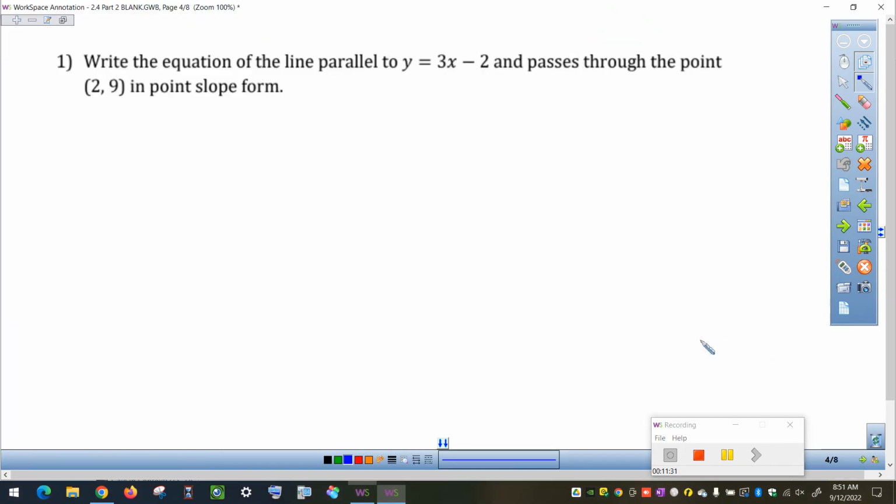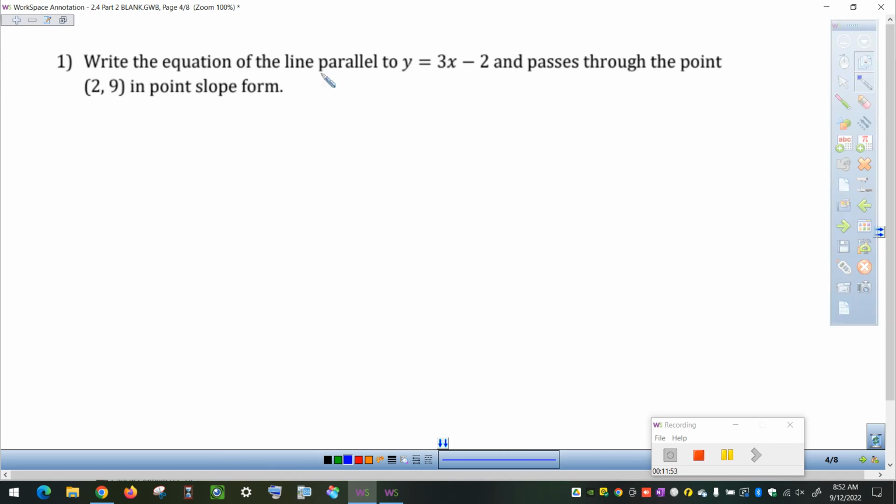So here we want to write the equation of a line that's parallel to y equals 3x minus 2. We also want it to pass through the point (2, 9), and we're always going to pay attention to the form that the question wants our answer in. We're going to be doing it in point slope form. All right, so let's break this down just one piece at a time.